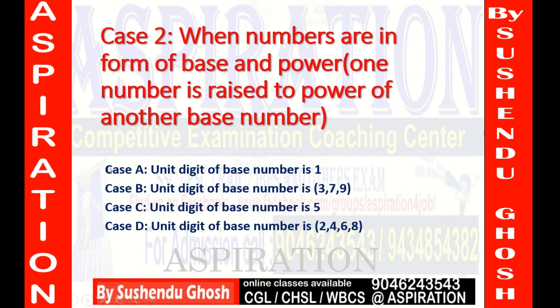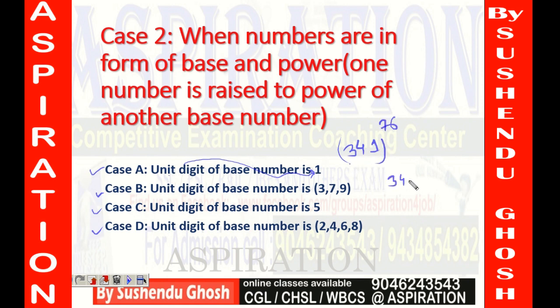So there are four cases which might be possible here. Let's start one by one. You can see case A, case B, case C and case D. Case A is all about the number in the base which has unit digit 1. For example, let's say 341 to the power 76. This kind of number has base number 341, which has 1 in the unit place.